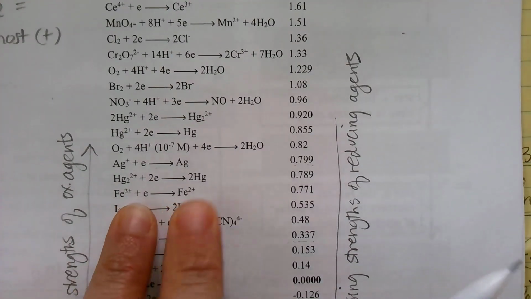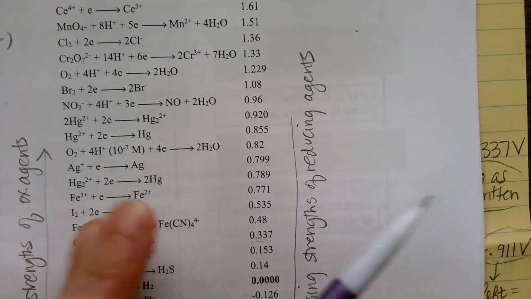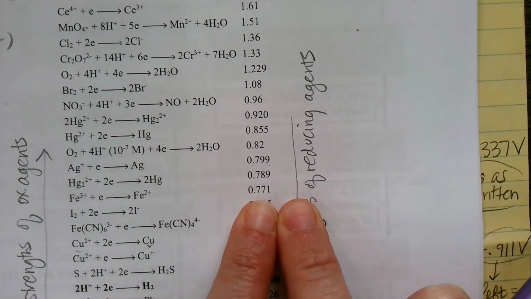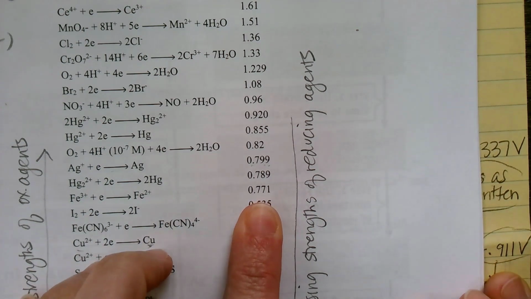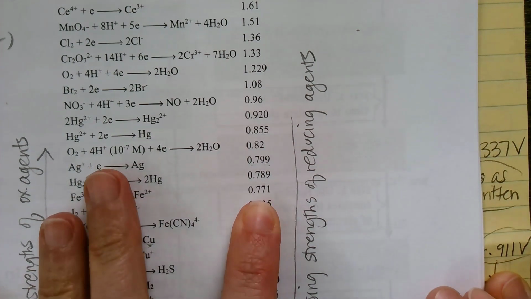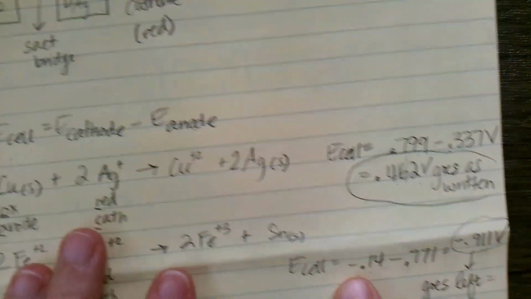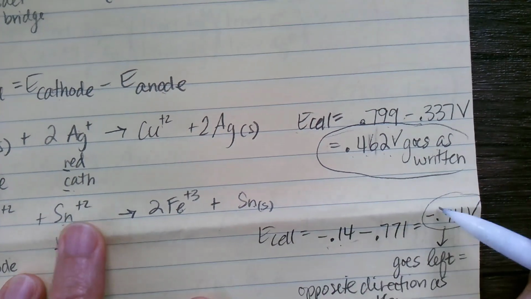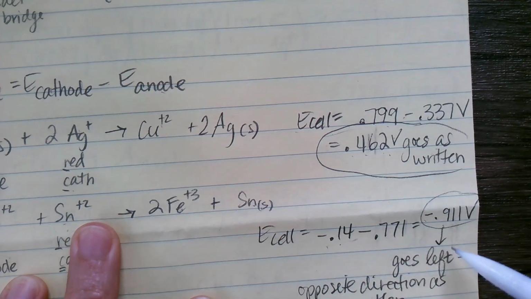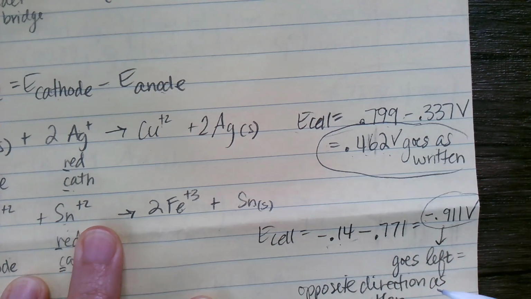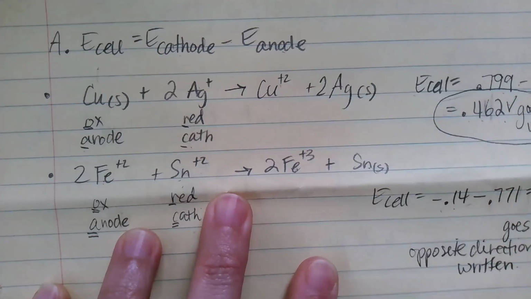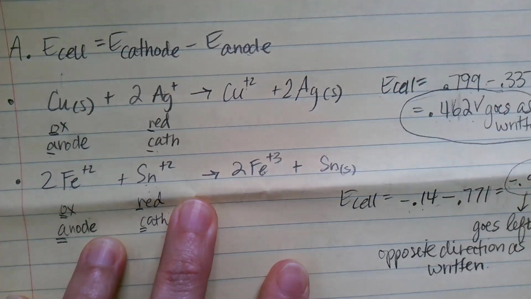Here we go. Here's our iron, plus 2 to plus 3. Doesn't matter if it's flip-flopped. We're going to still write down our E naught value, our standard reduction potential value, 0.771. So if I take negative 0.14, that's our cathode value, minus the anode value, I get a negative 0.991. That means it goes to the left. It's going to be opposite of the direction that this is written. So it's going to go to the left because it's a negative value.